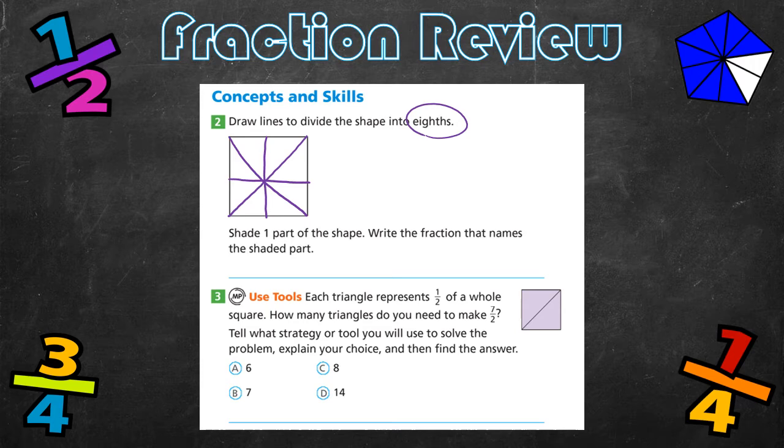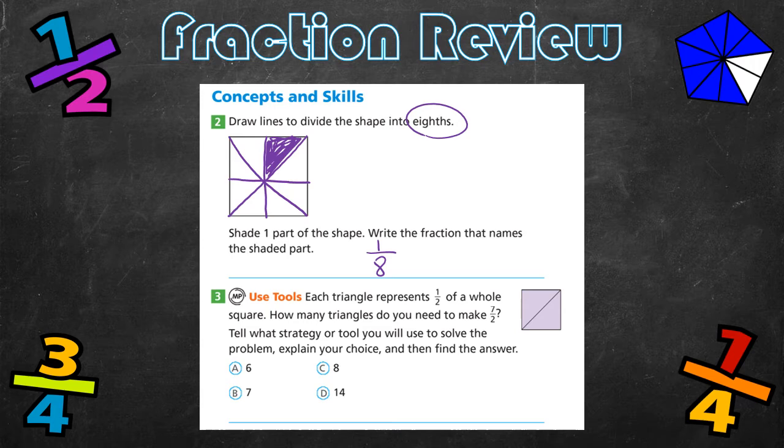The bottom says shade 1 part of the shape. Write a fraction that names the shaded part. Well, 1 part is shaded, so that's my numerator. And then there's 8 total parts to make the whole square, so my fraction is 1/8.